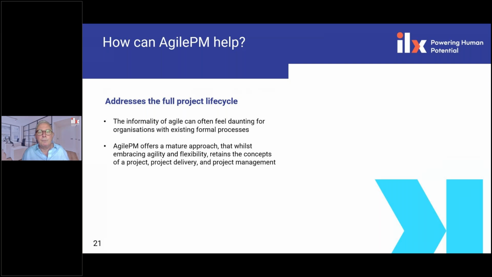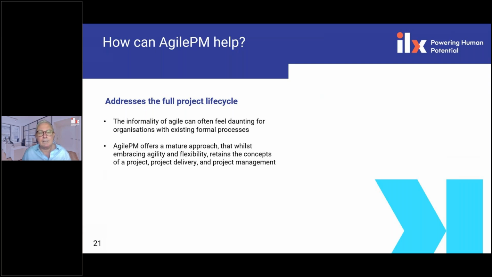It will address the full project lifecycle. Sometimes the informality of Agile can feel a little bit concerning to people. If you've ever completed other courses, it doesn't give templates of reports that move between management. But it doesn't mean that written reporting can't be used. We use it where it's necessary. It does have that rigor, and that can be part of the course as well, to understand how to tailor it to suit different project approaches. It is a mature project approach.